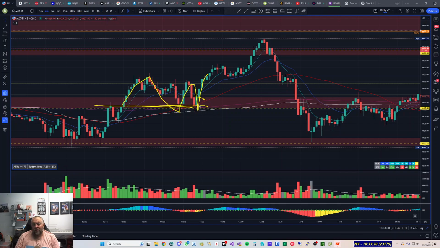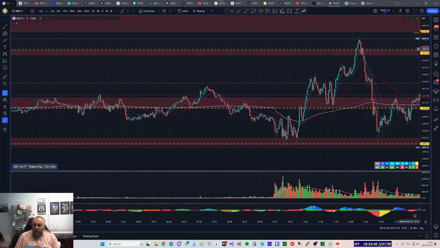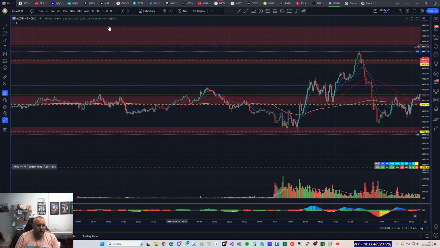It could have been a trade, but I waited, and my next level was the 4427, 4428 area, so this area here. I'm going to zoom out so we can see. I was aware, let's look at the hourly again.